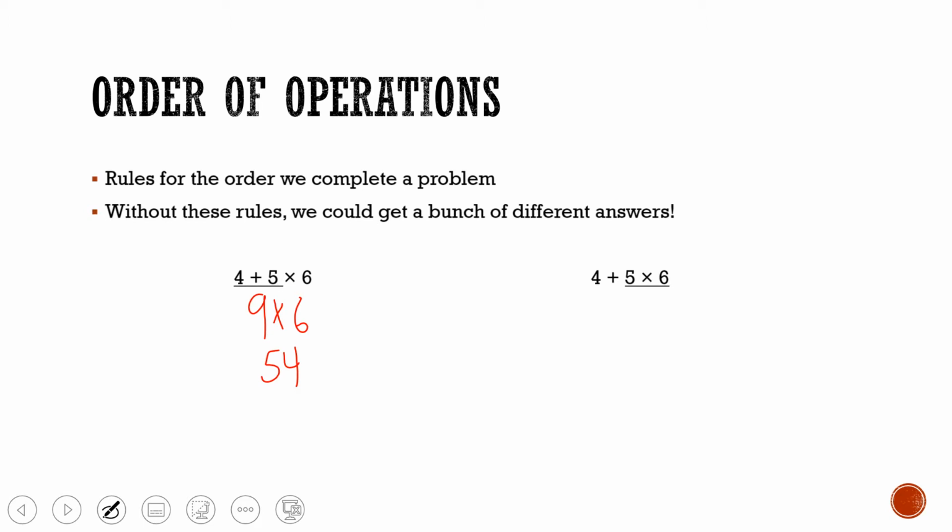But if we look over at the right side, I have underlined the 5 times 6. We're going to do that part first. So what's 5 times 6? It would be 30. And then we bring down the plus 4. That stays the same. And then 4 plus 30 would be 34.